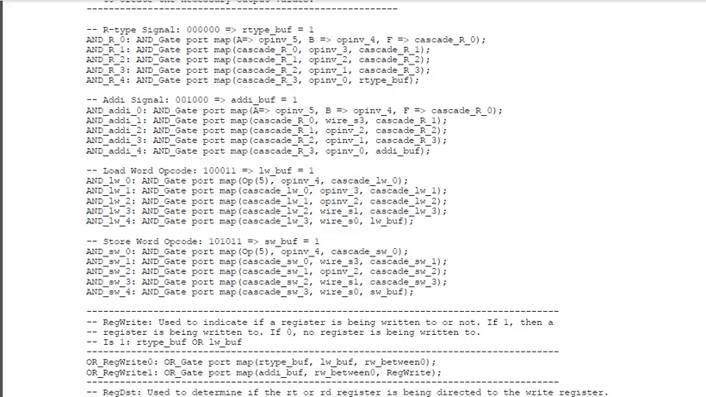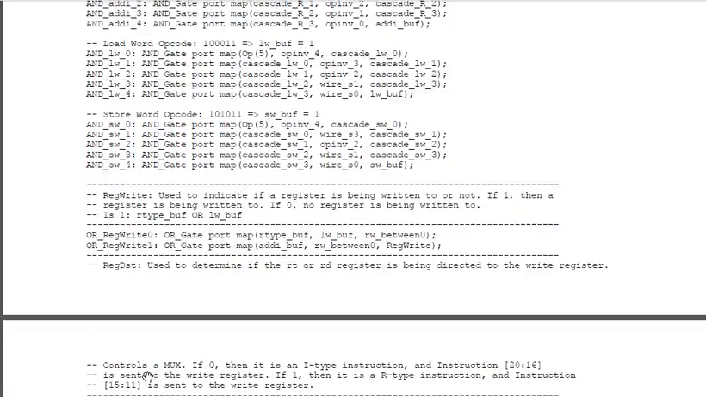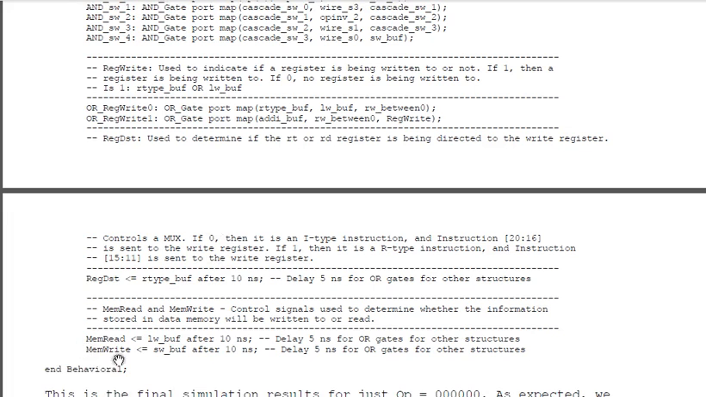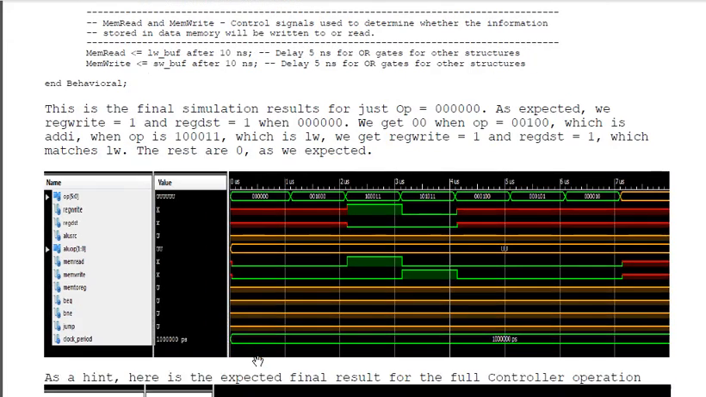And then I used OR bits to determine which ones I want to do for register write. And I did OR for register destination. Register destination, I did a 10 nanosecond delay because each OR gate is 5 nanosecond, right? So I wanted them all to come out at the same time. And then mem read and mem write, I also had a 10 nanosecond delay.